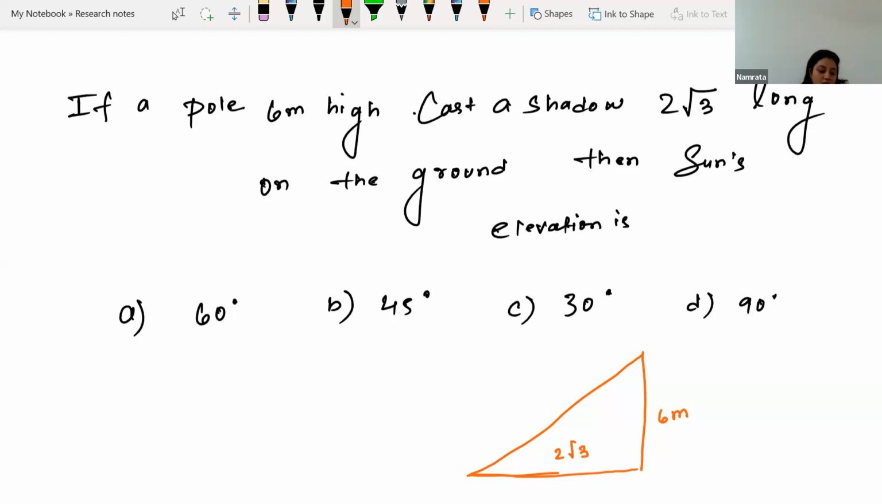We can take tan over here. Yes, tan theta. So basically here is the theta, right? That is what the elevation means, the angle of elevation. Here the sun must be there and theta we have to find. So we will be taking tan theta equals what? 6 by 2√3.